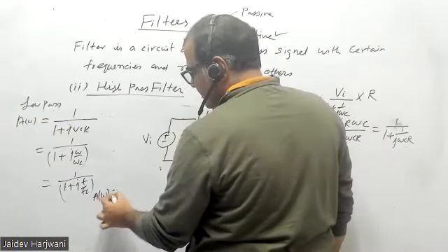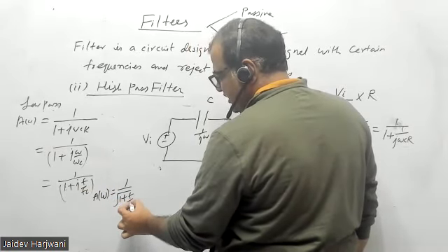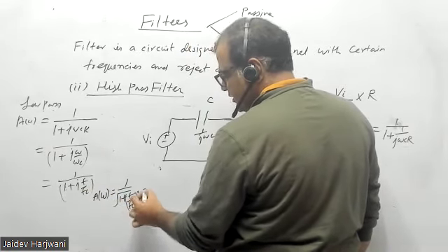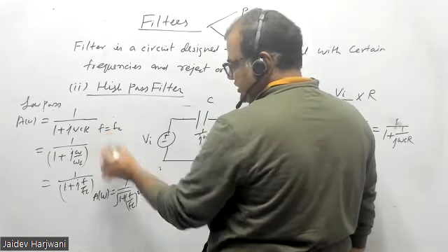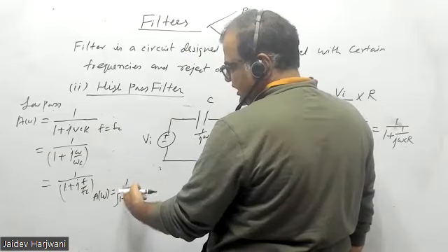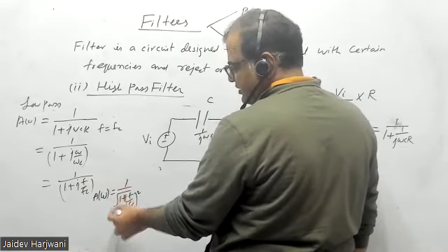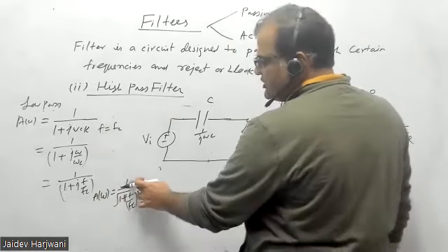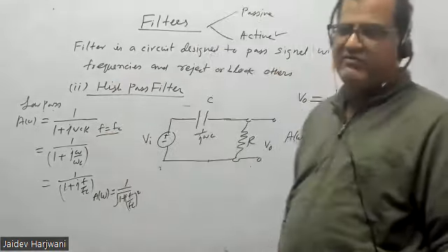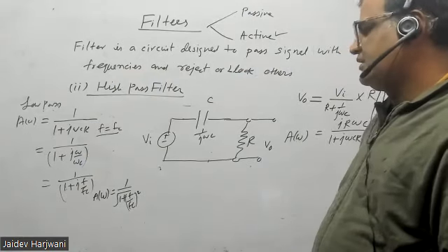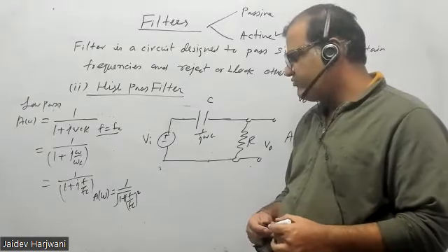Now if you want to calculate the magnitude of this one, A omega will be 1 upon the square root of 1 plus f upon f c squared, since this is a complex number. Now when your frequency f equals f c, the gain becomes 1 by root 2. The gain becomes 1 by root 2 of the original value, which is 1. So that is the cutoff frequency definition: a frequency at which the gain becomes 1 by root 2 of the original value or DC gain.